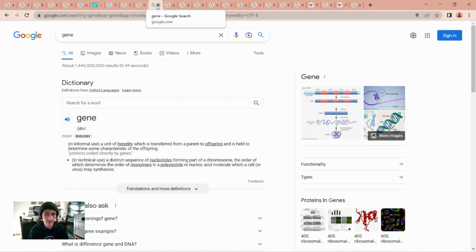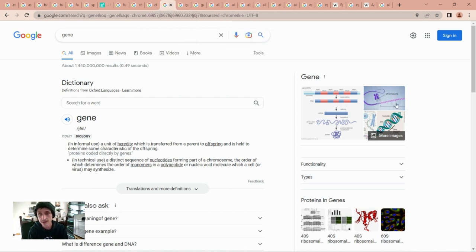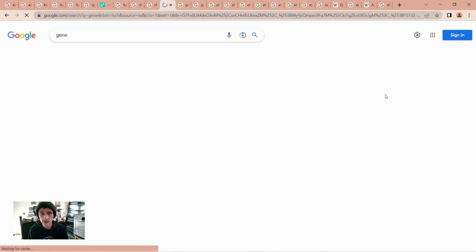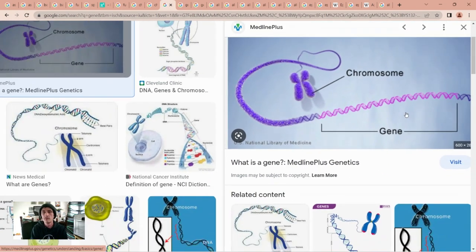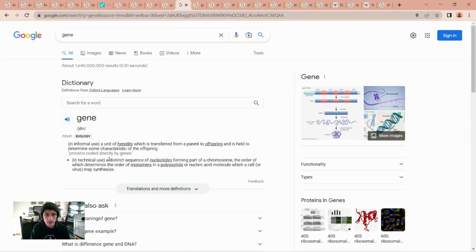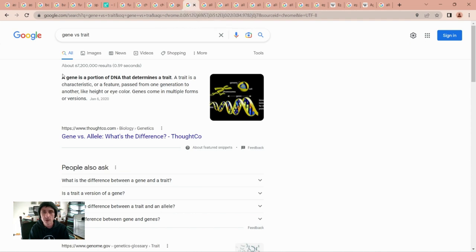And your DNA is making up your genes, which are these little segments. Like I was describing, these sections make up sections of DNA, or make up the entire gene. This gene is full of genotypes. A gene is a sequence of nucleotides forming part of a chromosome; a gene is a portion of DNA.